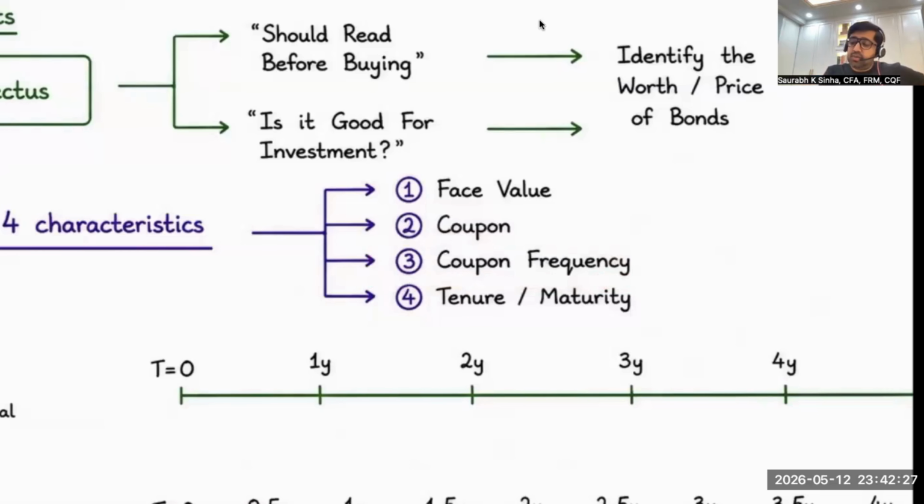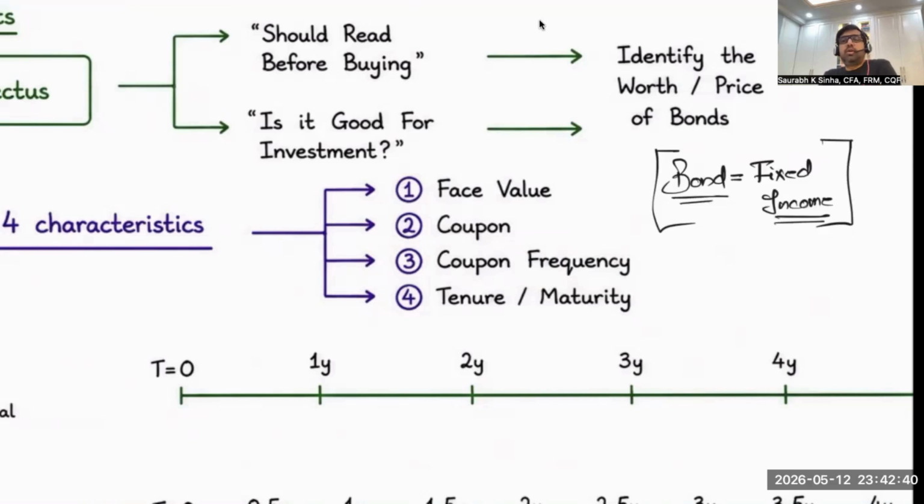Now, if I'm saying the word bond, please treat it synonymously to fixed income instrument. There's no difference. They're identical for the time being. We'll talk about the difference later. But right now, if I say bond or fixed income, please treat it synonymously.